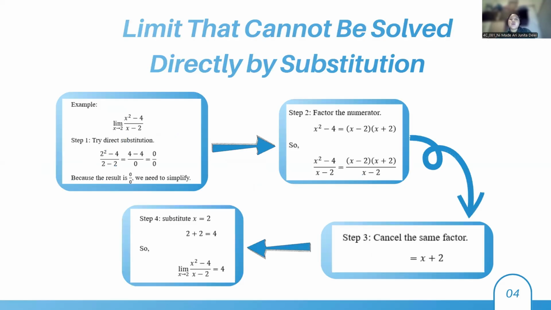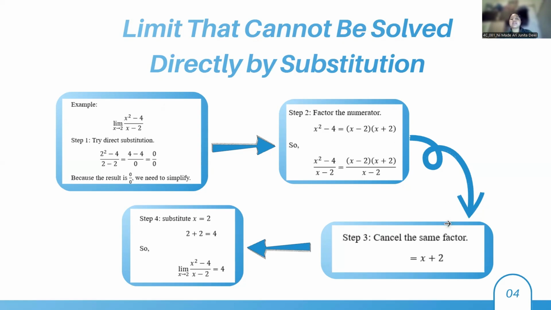However, some limits cannot be solved directly by substitution. Sometimes when we substitute the value of x, we get 0 over 0. This form is called an indeterminate form. It means that the answer is not clear yet, but it does not always mean that the limit does not exist. When we get 0 over 0, we should not stop immediately. We need to check whether the function can be simplified first. Usually, we can factor the expression, simplify it, and then substitute again.